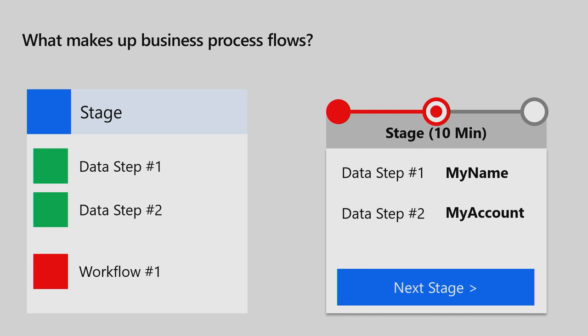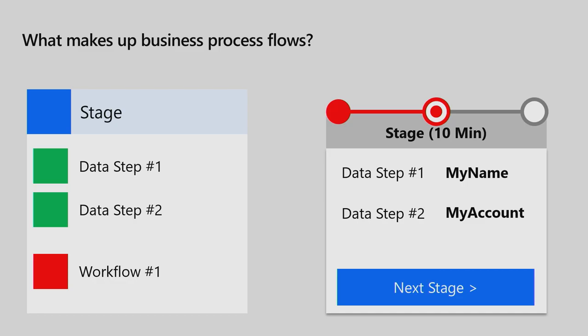So on the right, what you're seeing is what the business process flow looks like inside of the app when somebody is actually using it. So you can see the similarity, and with each of these stages, one of the things that's really valuable is the ability to track how much time is spent on each of these stages. And you'll be able to use this for reporting and analytics to understand everything that happened inside of your organization.